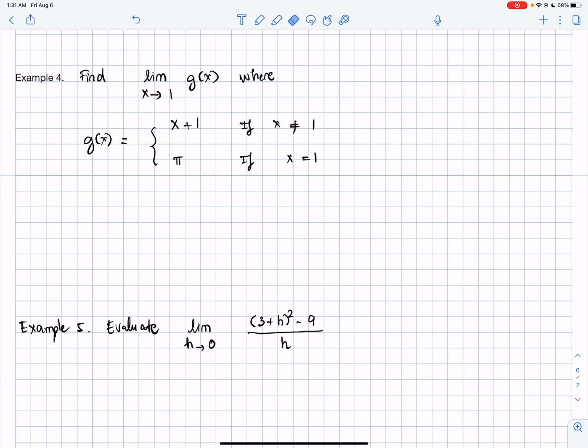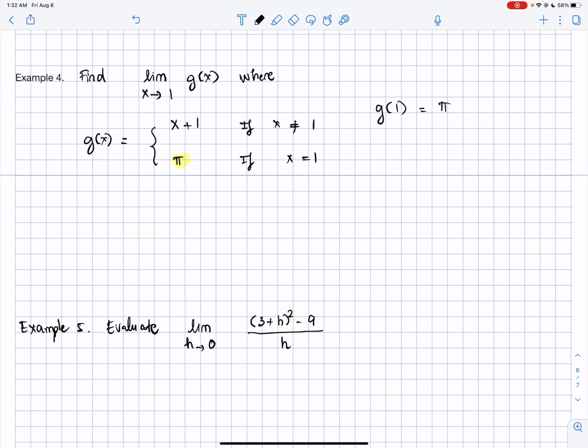The function g of x is a piecewise function, and we want to find the limit of g of x when x approaches 1. If you notice, if we plug in 1, the function g of x when x equals 1 is pi. But the limit is not equal to pi because we are not finding the value of g of x when x equals 1. We are finding the limit when x approaches 1 for the function g of x.